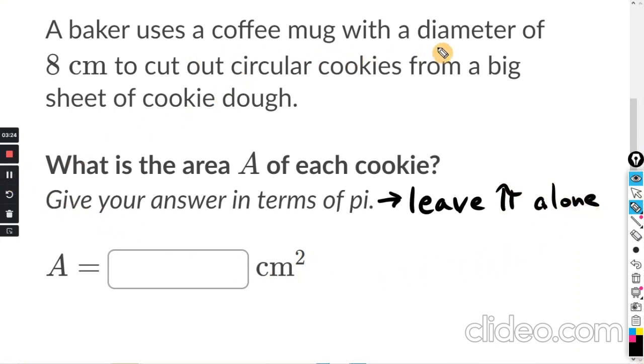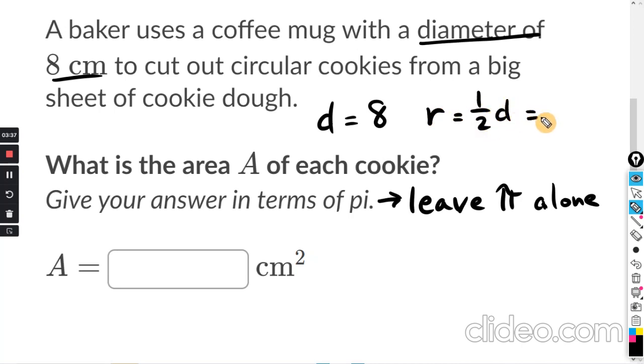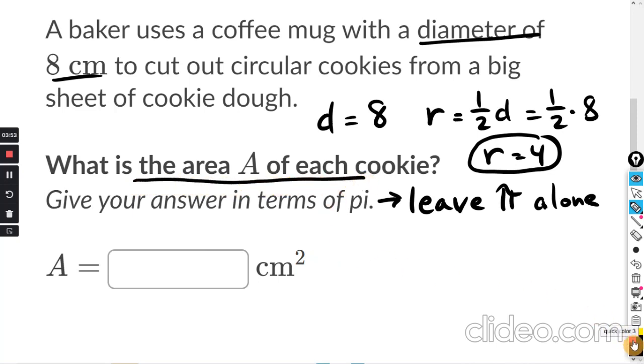So they said the coffee mug used to make the cookie has a diameter of 8 centimeters. So the diameter is 8, and we know that radius is half of diameter. So that's going to be half times 8, or just 4. The radius equals 4. Now, why did I do that? Because they want us to find the area of each cookie. And the formula for area of a circle is pi times r squared.